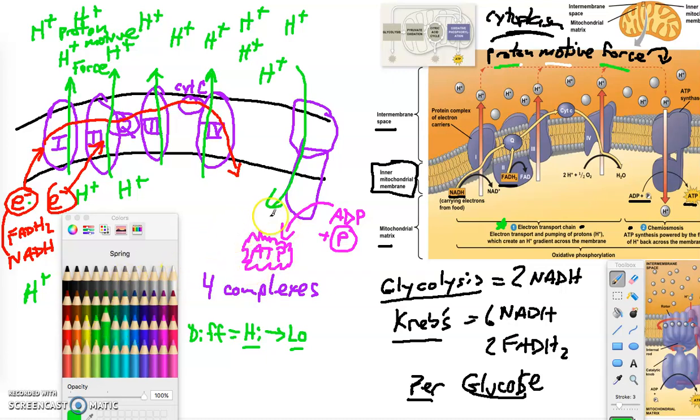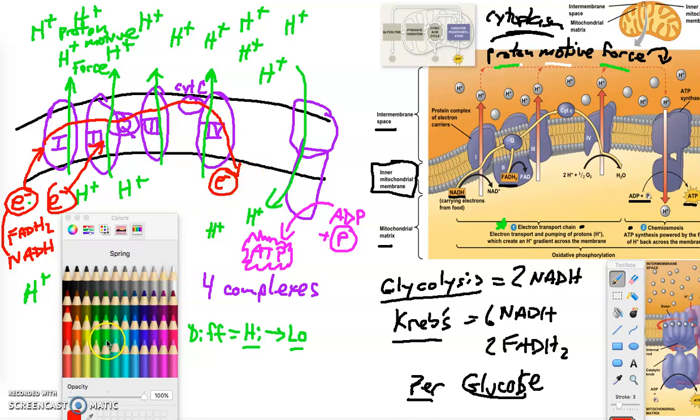Now what's happening here is all these hydrogens are coming across. And we're like, okay, well, that's great, but what about that electron? So let's go look at that. So that electron here, there's one here, and we have a bunch of them, right? A bunch of electrons coming.